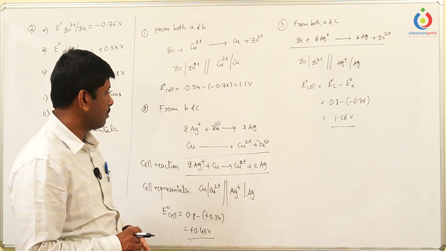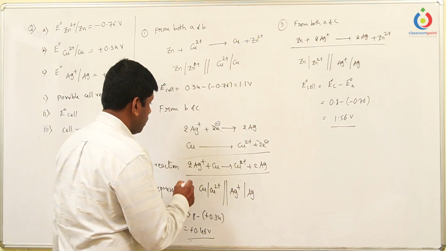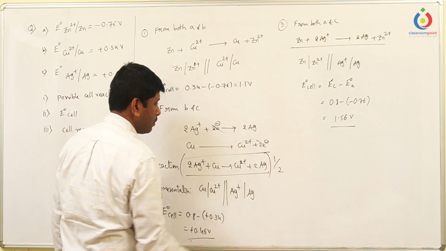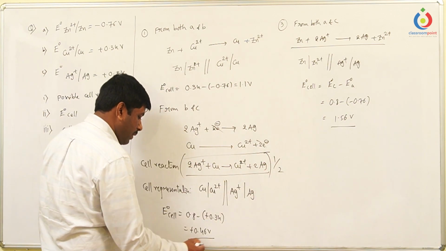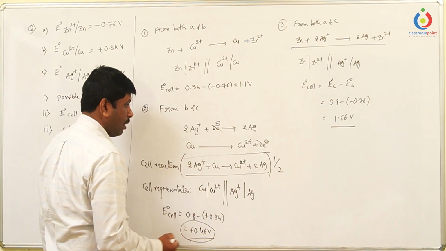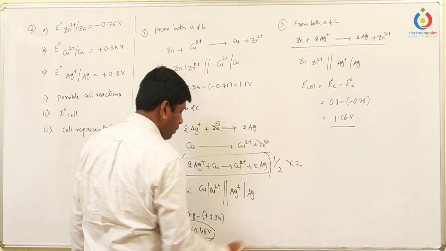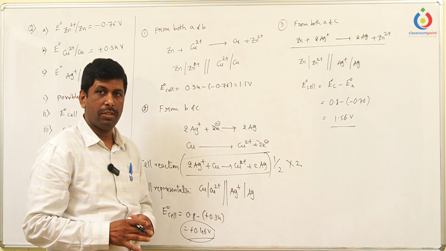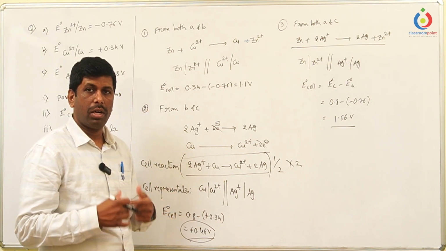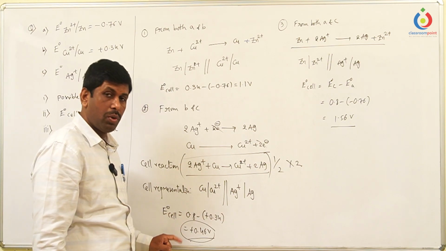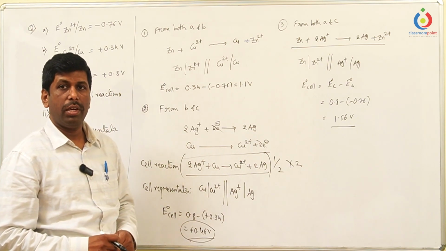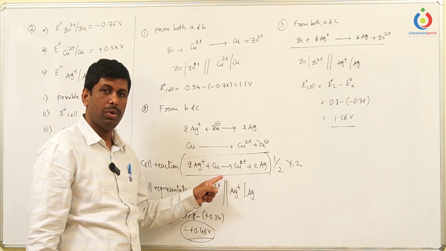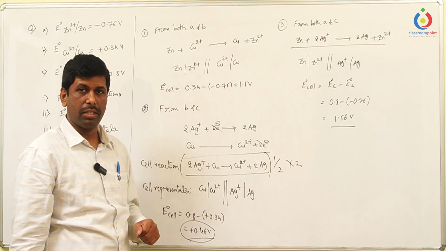So in these reactions, what happens if I take this reaction and divide by 2? Will it affect the E0 cell value? No. Or else I multiply this reaction by 2. It will not affect the E0 cell value. It means for any of the cell reactions, whether you multiply or divide, the E0 cell value does not change. That's why E0 cell is known as an intensive property. It is independent of the stoichiometric coefficients of the cell reactions.